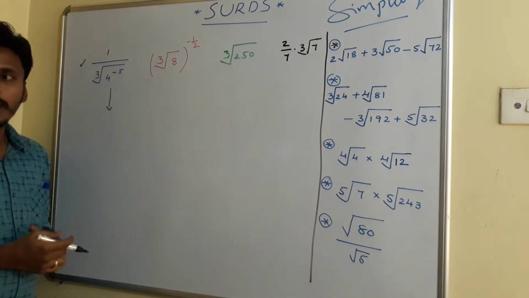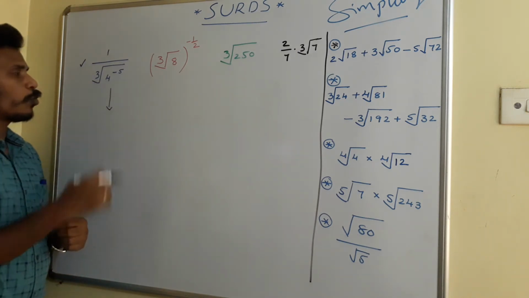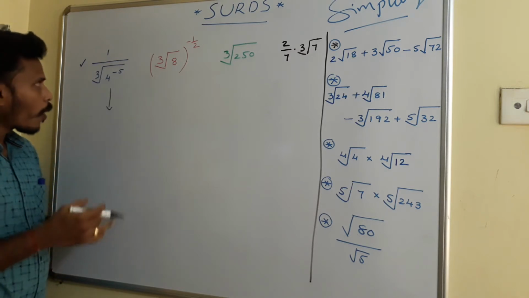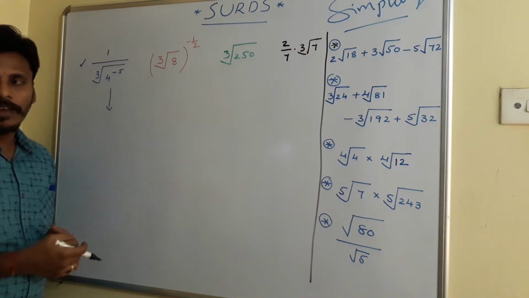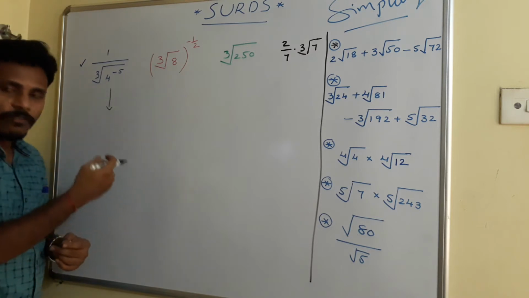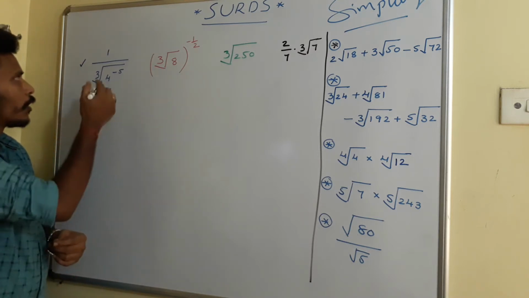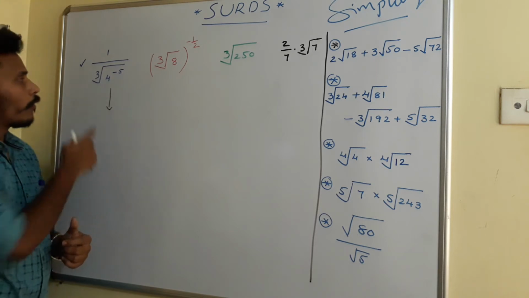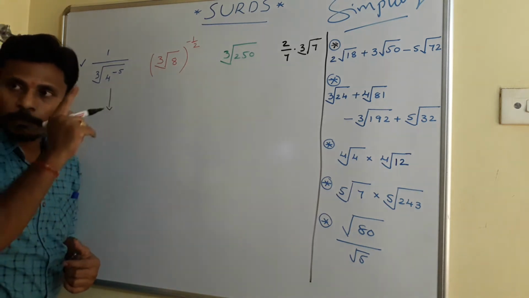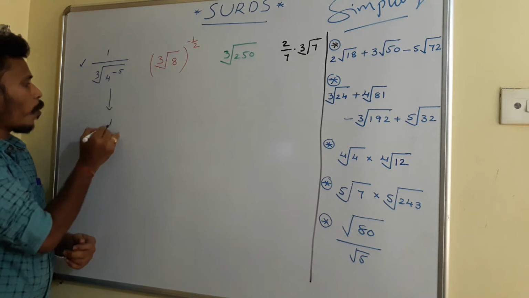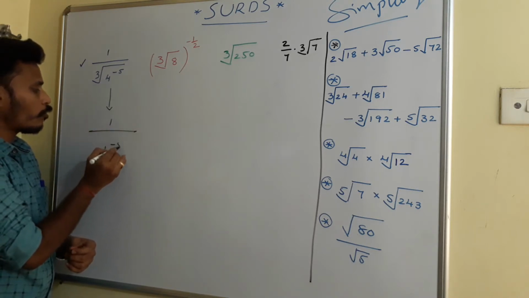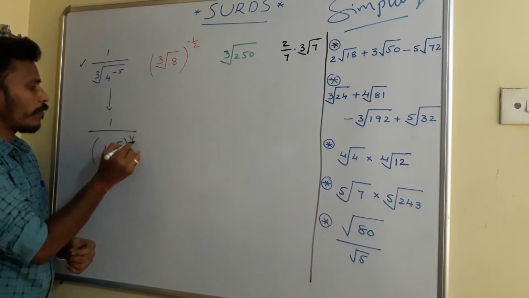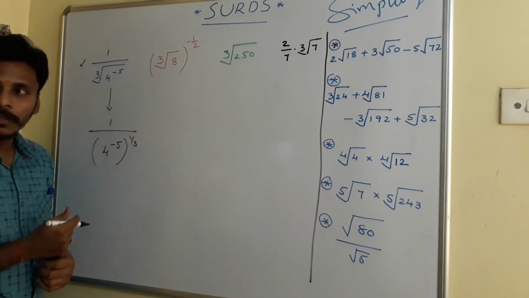What is this? 1 divided by cube root of 4 power minus 5. What is the simplified value for that? What is another form, simplified form for this? So you need to simplify it like this: 1 by cube root of 4 power minus 5. We know that this cube root can be written as power 1 by 3. So 1 divided by 4 to the power minus 5 to the power 1 by 3. Is there anything wrong? Nothing.